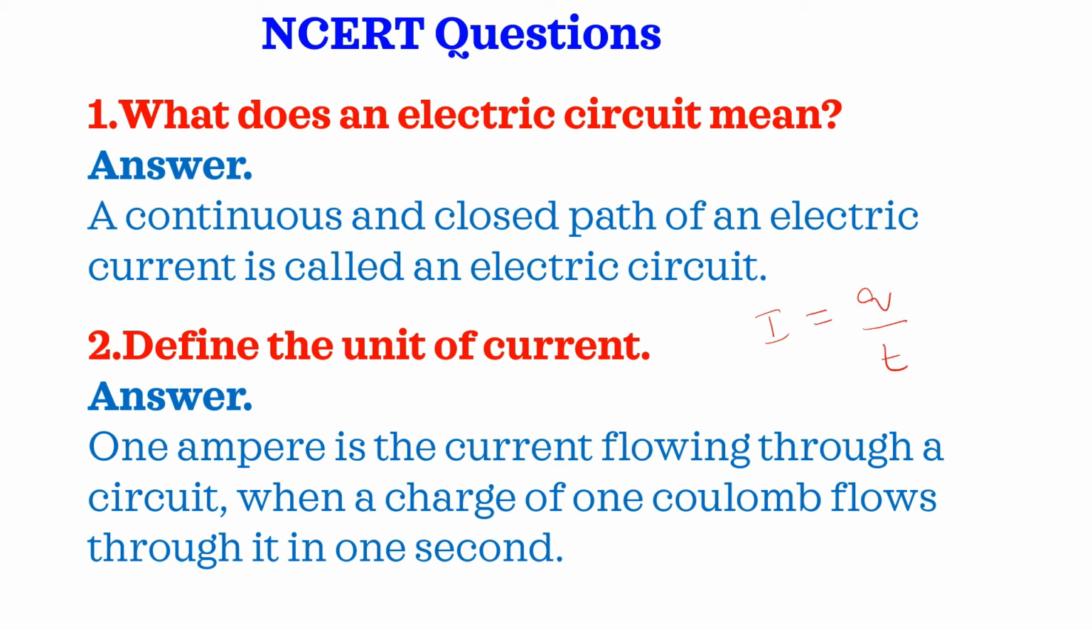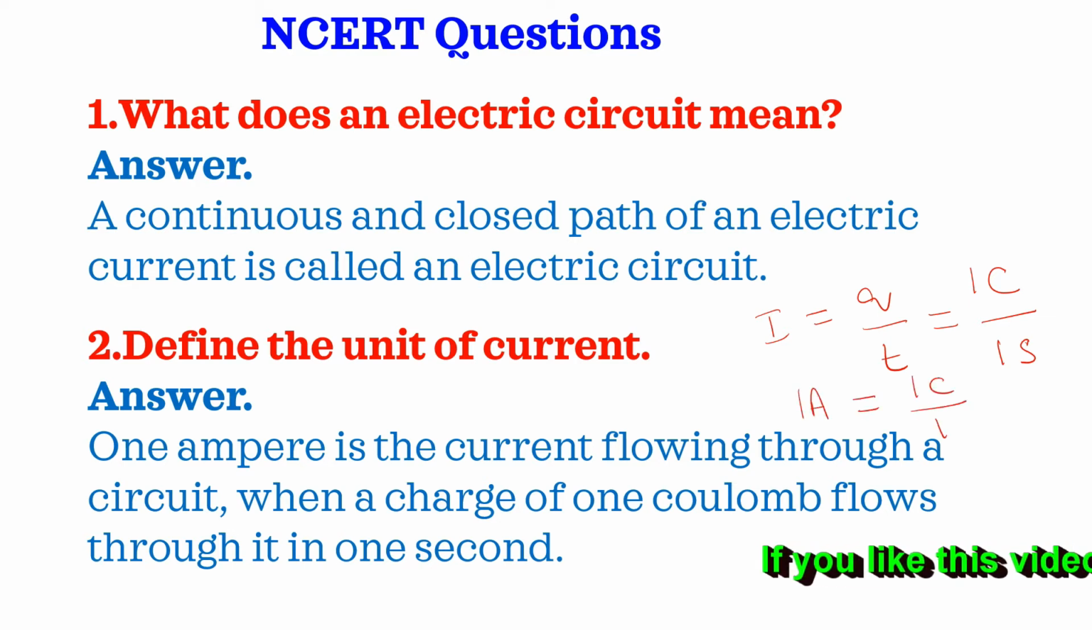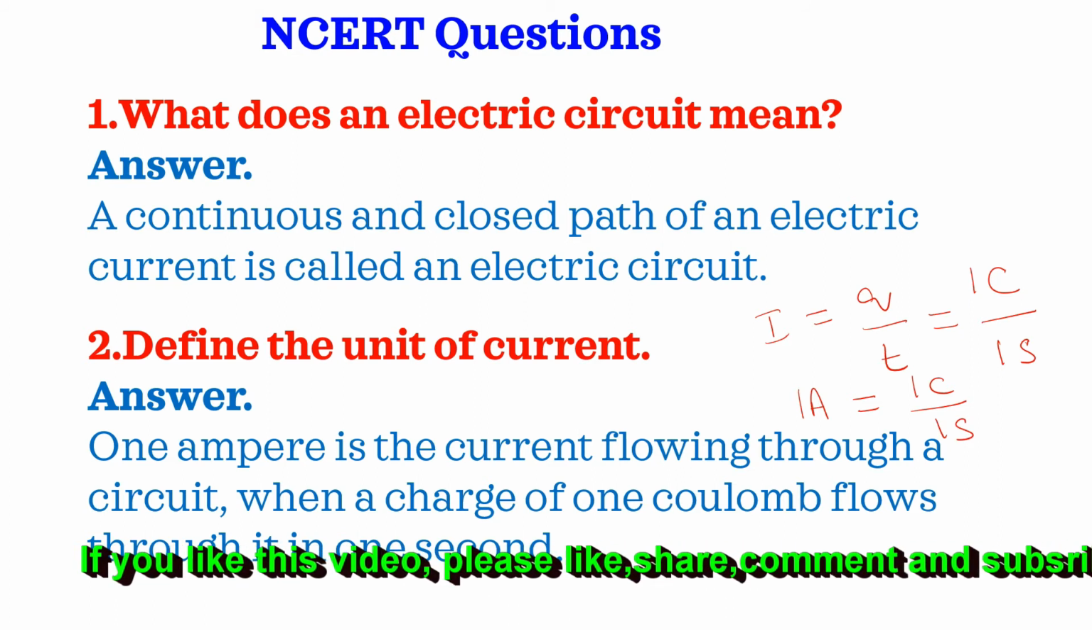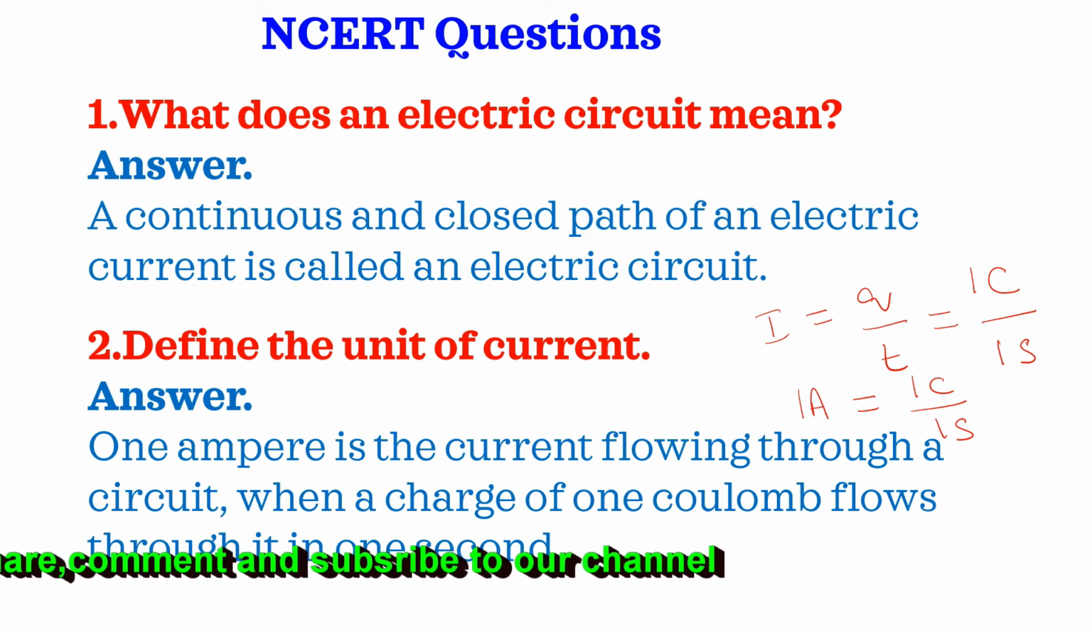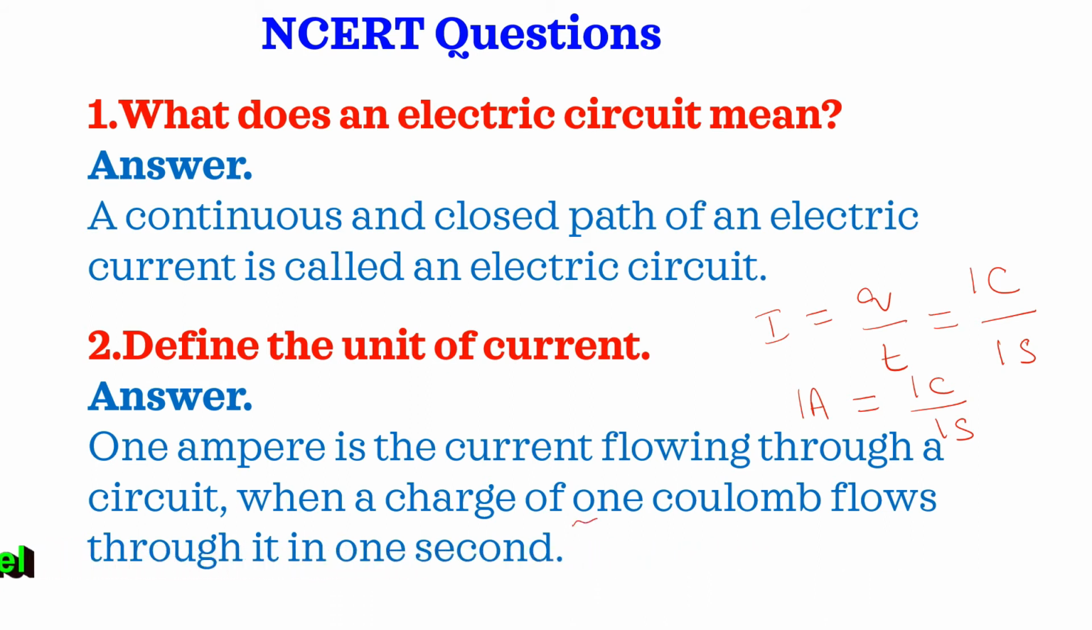Q is nothing but charge and T is nothing but time. So 1 ampere is the current flowing through a circuit when a charge of 1 coulomb flows in 1 second. Here the unit of charge is coulomb and the unit of time is second. So 1 coulomb by 1 second gives 1 ampere. The unit of current is ampere. So 1 ampere is equal to 1 coulomb by 1 second. It is known as 1 ampere.